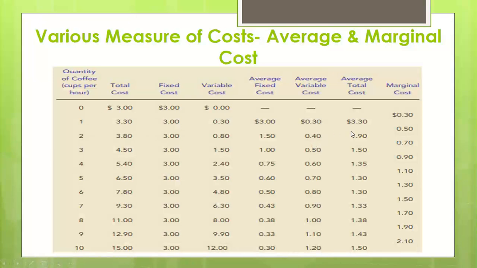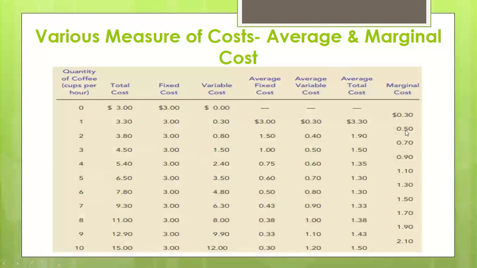Now another column shows us the average total cost, and it comes by adding both the average fixed cost and average variable cost. That means 1.50 plus 0.40 is equal to 1.90, and that is the average total cost.